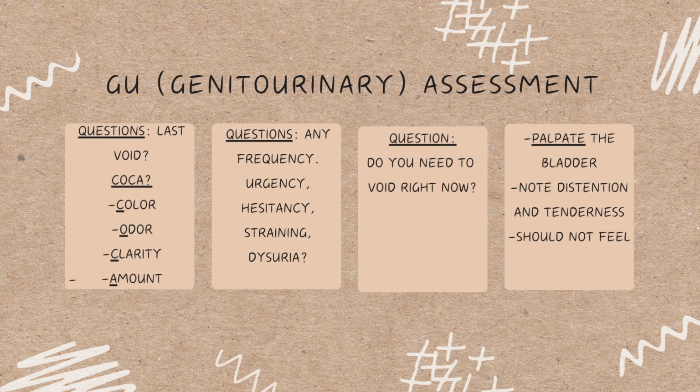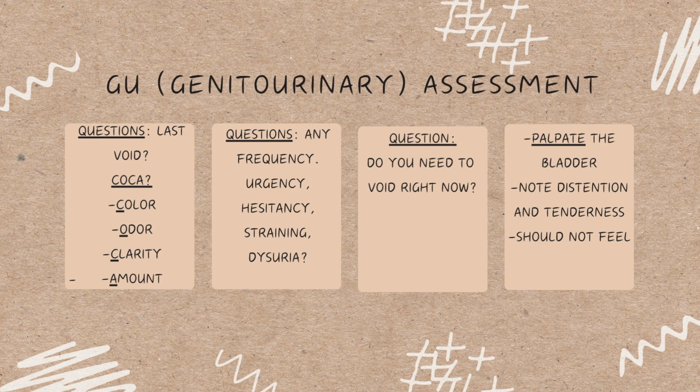For the GU assessment or genitourinary assessment, we have a lot of questions and we'll palpate. So the first question we'll ask is when their last void was, the last time they urinated. We'll also be asking COCA about this, but one of the C's has changed. So we have color, odor, clarity, and amount of their urination. They can also report this, or they may have a urine specimen.